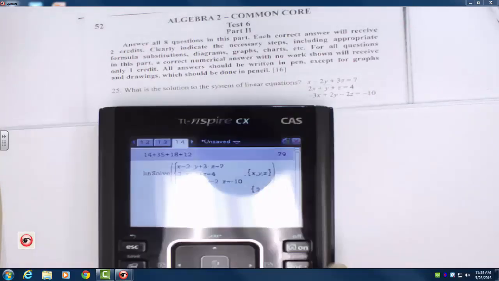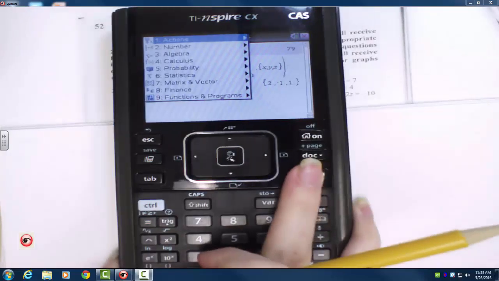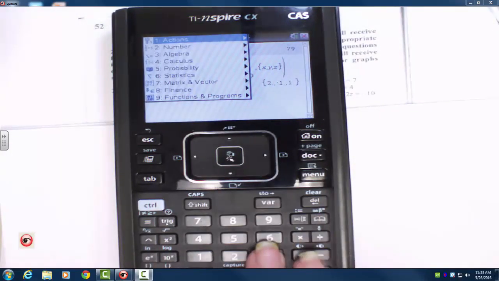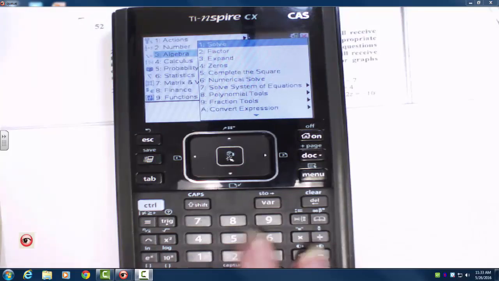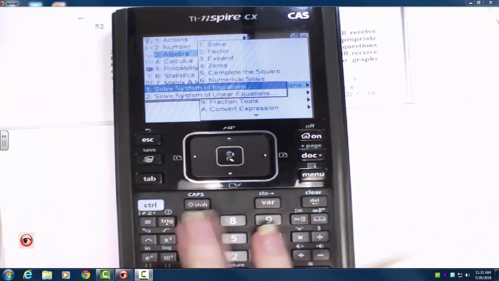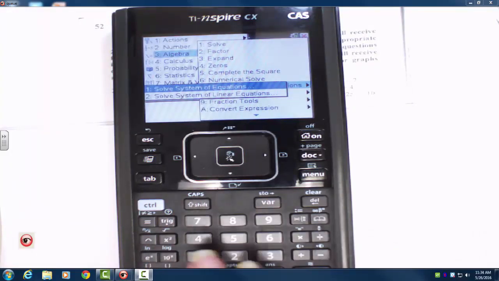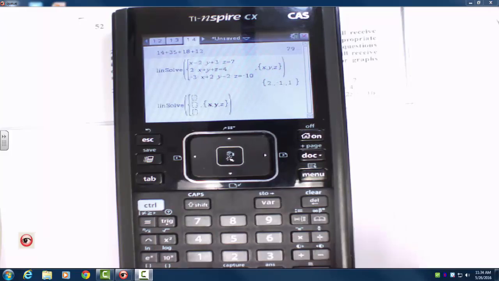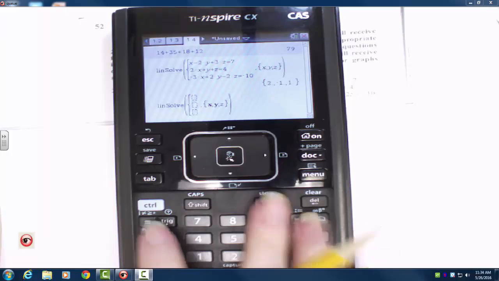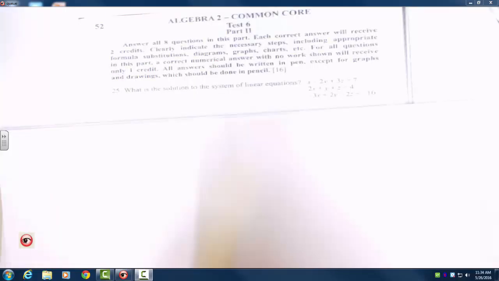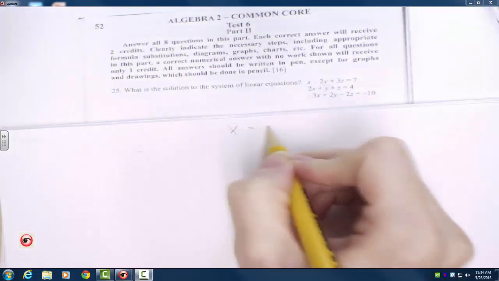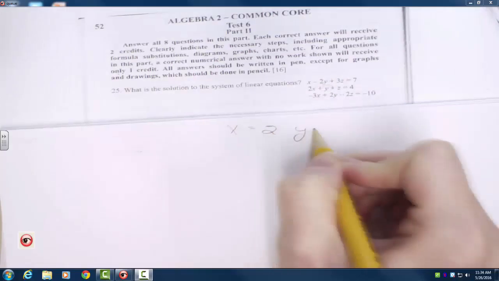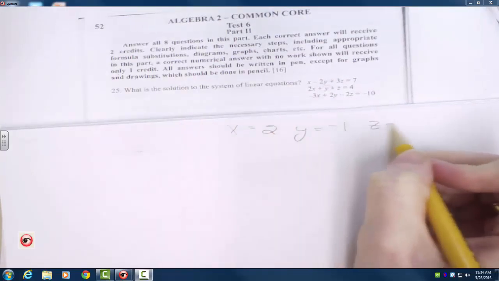Remember the steps for that, you're going to menu, and then I'm going to algebra and solving linear equations. And you would change this to 3 and then hit enter. And then just to save us some time, I've already typed it in. Remember the equal sign is right here, the letters are at the bottom. And I want to get answers of x equals positive 2, y equals negative 1, and z equals 1.